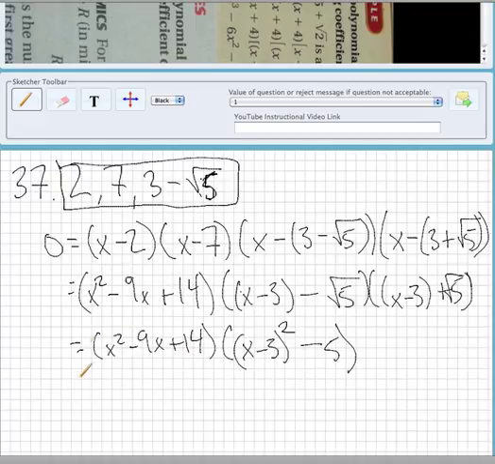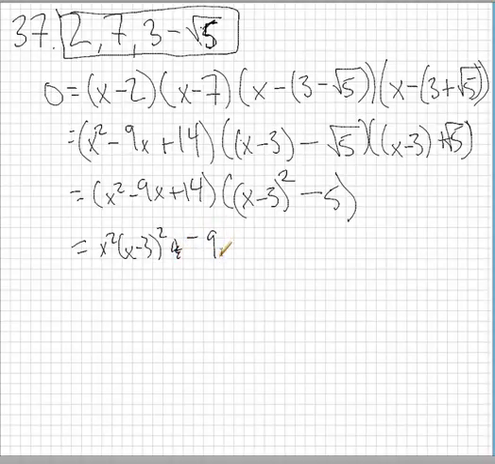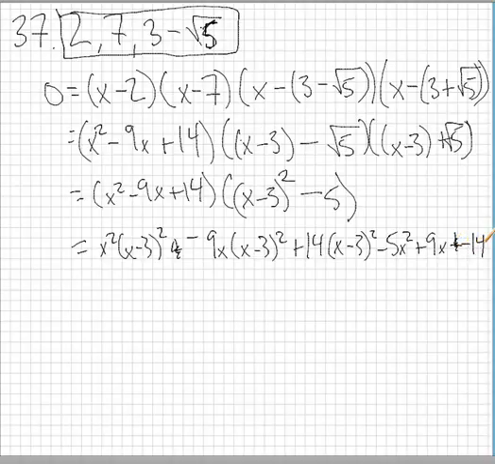And then from here, we're going to multiply this out. So I'm going to say x squared times x minus 3 squared plus minus 9x times x minus 3 squared plus 14 times x minus 3 squared. Okay, and then minus 5x squared plus 9x plus minus 14. And then we're going to multiply out all these things.